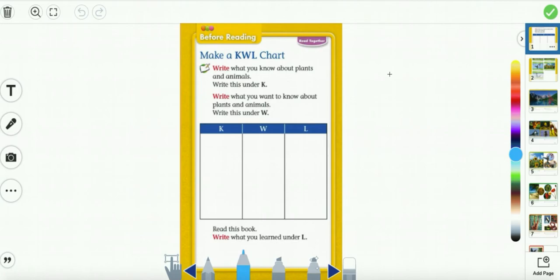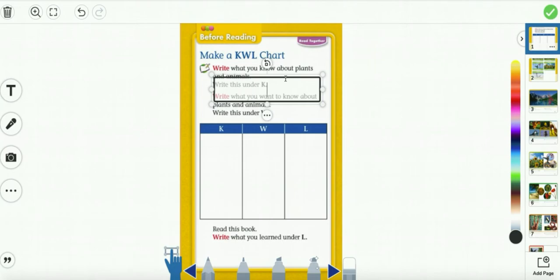In science, we've been talking about plants and animals, living and non-living things. Before we read a little book, we're going to make a KWL chart. So we're going to write what we know about plants and animals. We're going to write this under K. What are some things that we know about plants and animals?